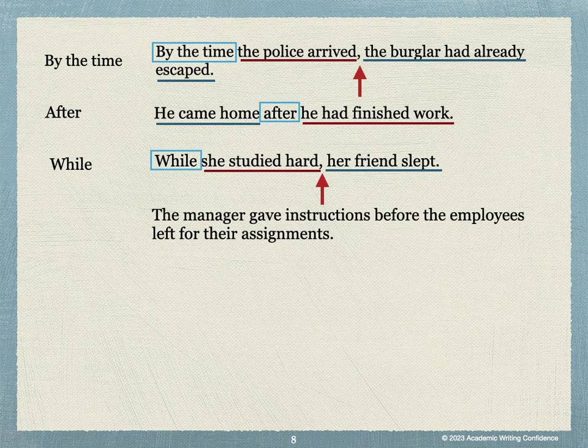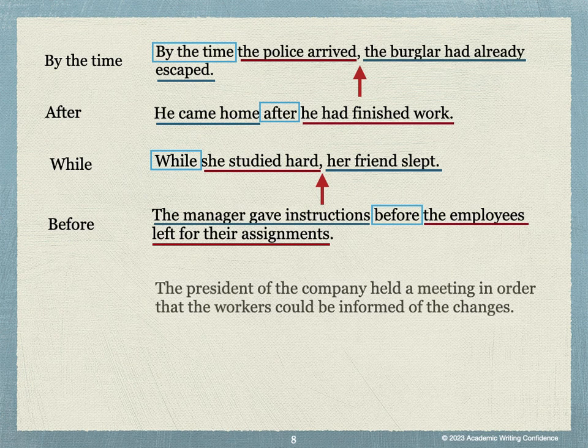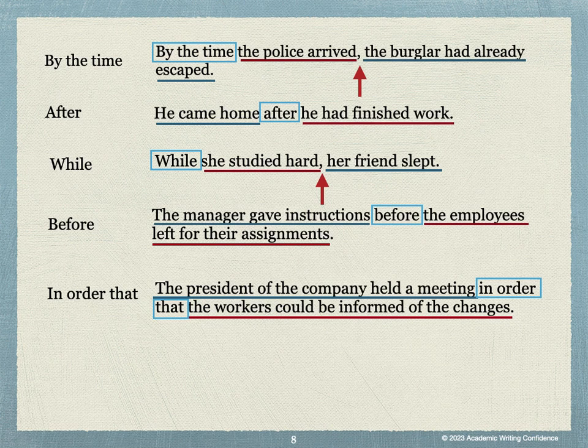The manager gave instructions before the employees left for their assignments. Can you find the subordinating conjunction? Yes, it is the word before. The president of the company held a meeting in order that the workers could be informed of the changes. Can you find the subordinating conjunction here? The subordinating conjunction is the phrase, in order that. You can see that the subordinating conjunction can connect longer sentences together to show a connection between the two sentences.